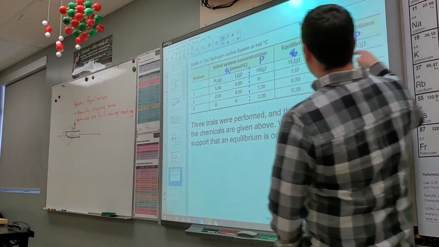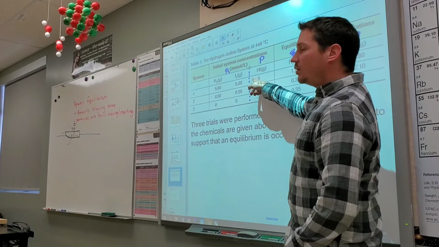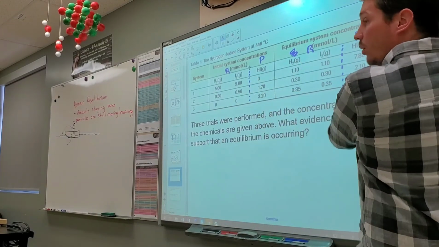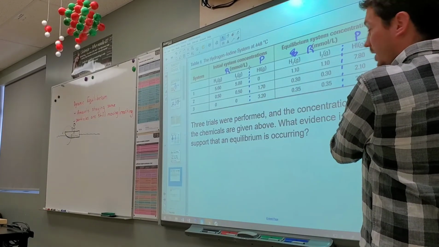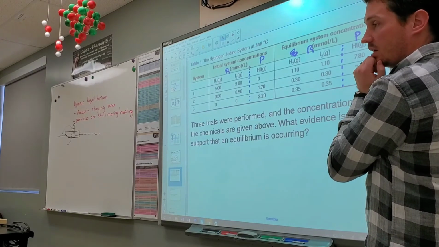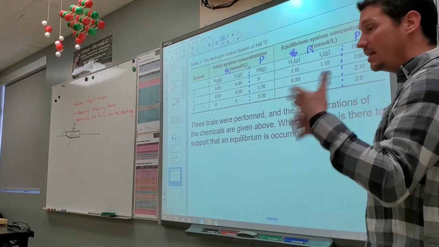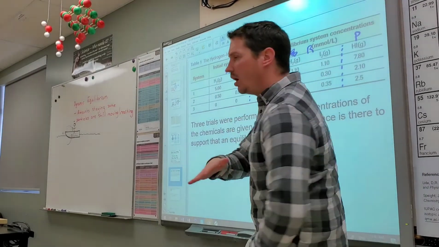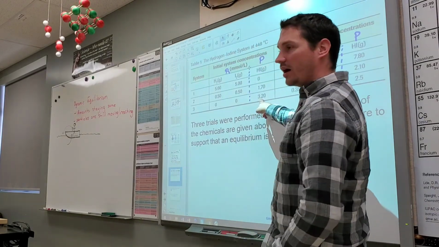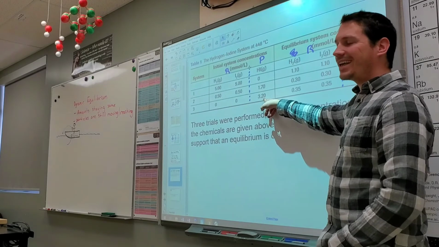Now, in either of these trials, did we end up with completely 100% products? No. We always end up with a mixture of reactants and products in this reaction. Okay, well let's start with just products. We're starting with no reactants and just products. What's the only thing that can happen here?